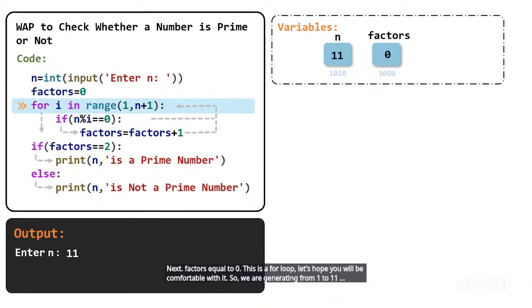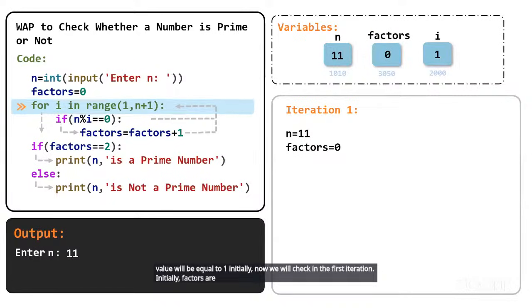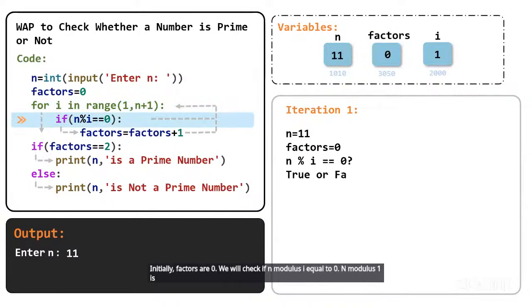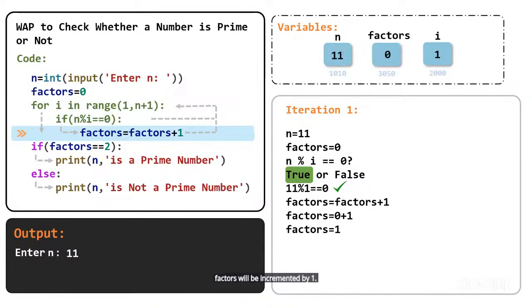So i value will be equal to 1 initially. Now we will check in the first iteration. Initially factors are 0. We will check if n modulus i equal to 0. 11 modulus 1 is 0. Yes, that is true. So factors is equal to factors plus 1. Factors will be incremented by 1. Done. That's it. Very good.